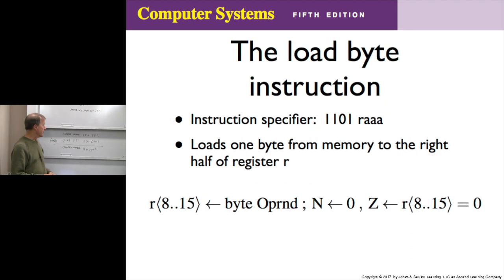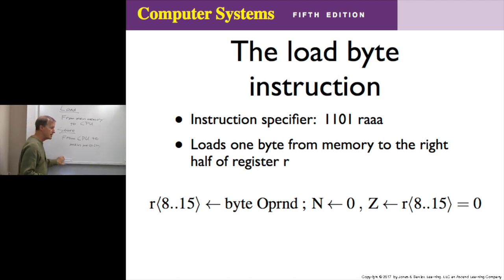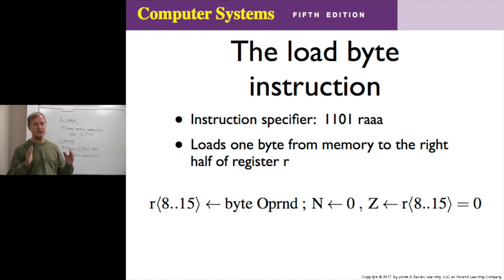Now, we also have those instructions when they operated on an operand. The operand was 2 bytes, but now we also have instructions that only operate on 1 byte. So this next instruction is called the load byte instruction. Let's take a look at how it works. It loads 1 byte from memory to where? To the right half of register R, because each register is how many bytes? How many bytes is the accumulator? 2 bytes. 16 bits, which is 2 bytes.